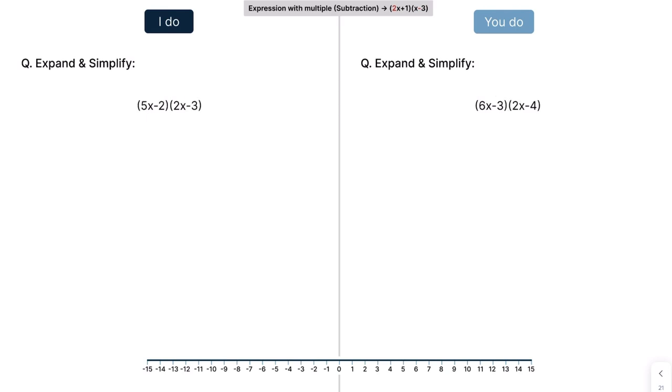And now we've got two negatives again with a multiple. So that's now going to be 5x times 2x. So 5 times 2 is 10. X times x is x squared. 5x times minus 3 is minus 15x. That's going to be minus 4x. And that is going to be plus 6. That's 10x squared minus 19x plus 6.